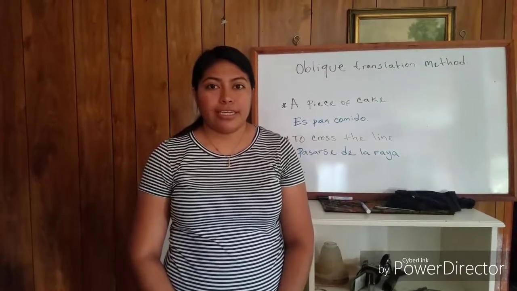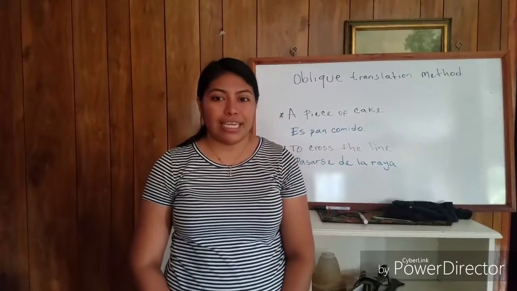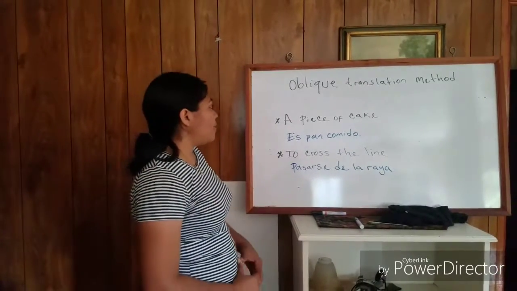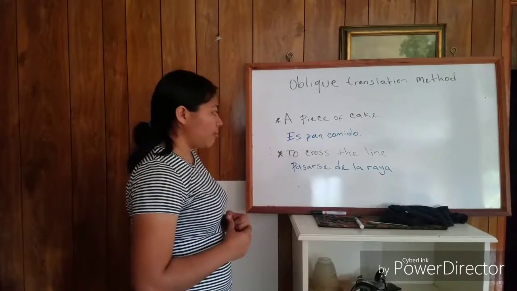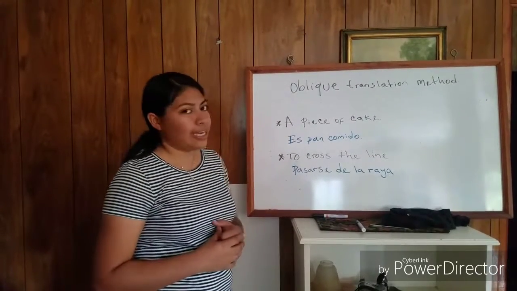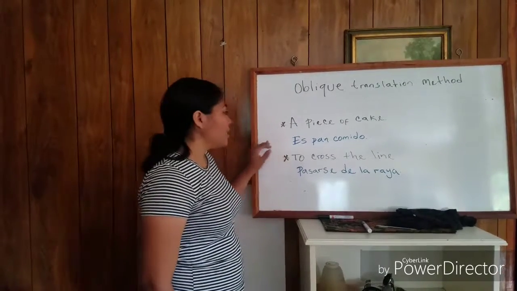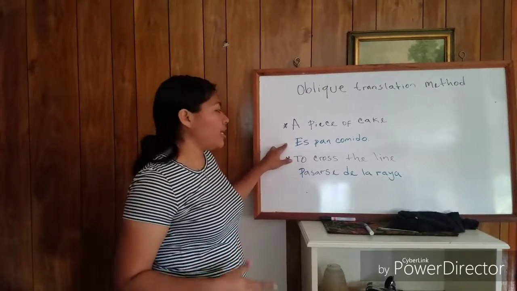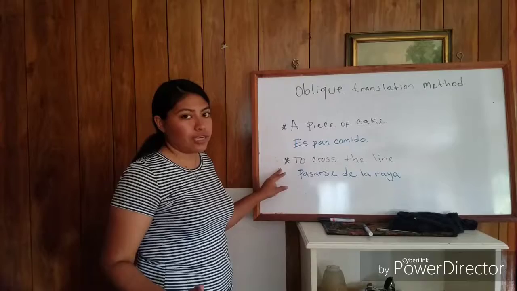The third technique is equivalence. It is used to render expressions using different stylistic and structural methods. Here we have some examples. We have a piece of cake, that in Spanish says, es pan comido, and the other one is to cross the line. In Spanish it says, pasarse de la raya. What it really means, cuando algo es realmente fácil. We said it's a piece of cake. And to cross the line, what it really means es cuando alguien hace algo que no es tolerado por los demás.